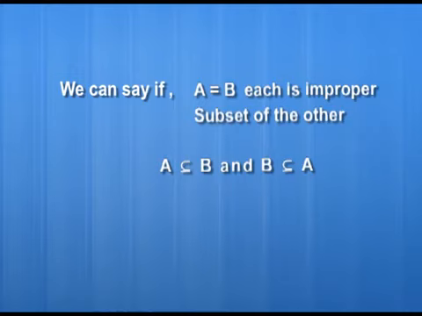Similarly, B will also be the improper subset of A, and also each set is an improper subset of itself. Now, let me consider a set having 2 elements, A and B.